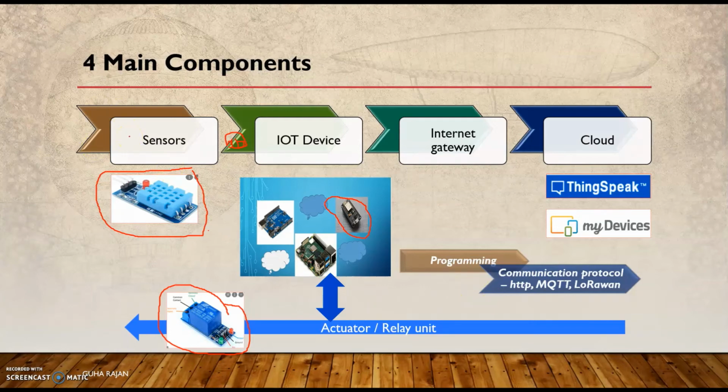So in a way, this is how the architecture is. You have the sensor unit, you have the IoT device, and then you need to be knowledgeable about programming to effectively communicate with the sensors and IoT devices, and use the communication protocols to send the data to the cloud. And then, if you want to make it a control system, you need to have an actuator or relay unit in place. So that's an overview of the IoT architecture.